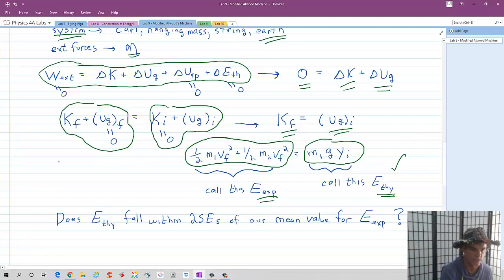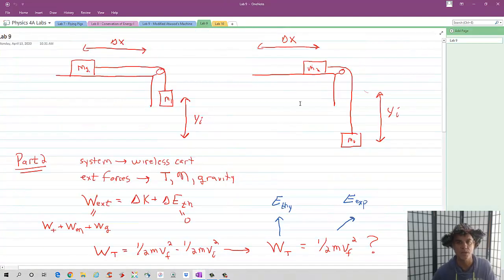So again, you're going to answer whether or not your theoretical and experimental energies are consistent by looking at, does the theoretical energy fall within 2 standard errors of our average energy? Okay, so let me just quickly touch on the math again, and then I'll say exactly what you need to turn in for the informal report.